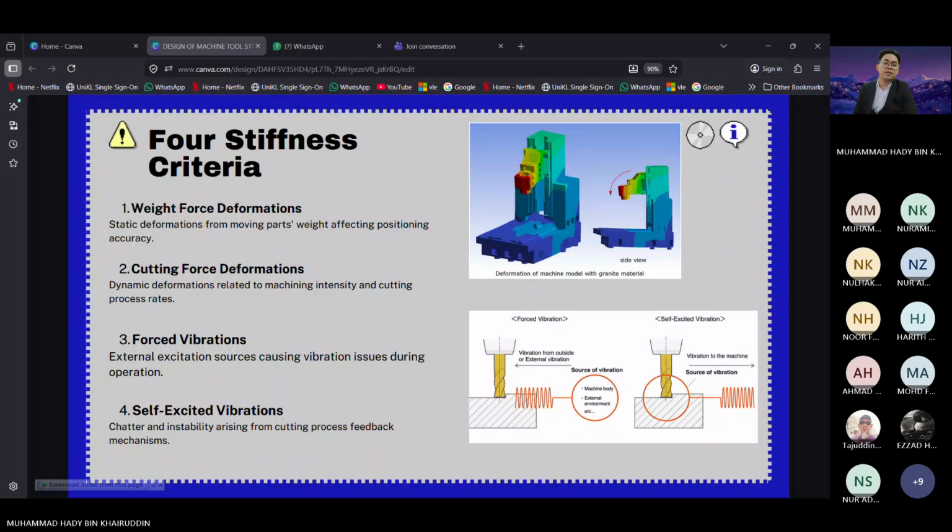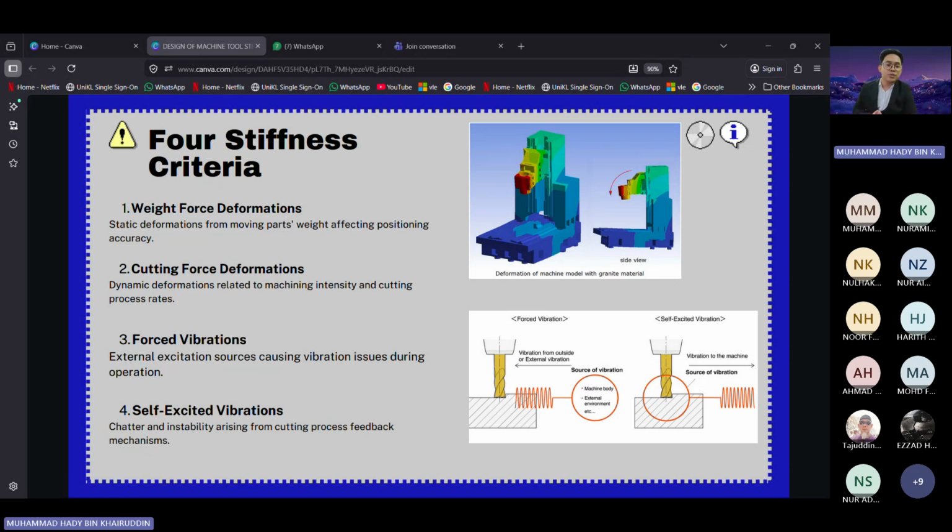Next, we have cutting force deformation. These are dynamic because they depend on the intensity of the work. If you are taking a deep, heavy cut into hard steel, the tool is literally trying to push the machine apart. This affects the process rate. If your machine isn't stiff enough to handle high cutting force, you have to slow down, which kills productivity.